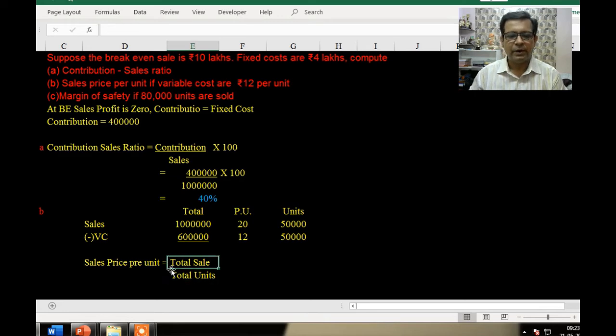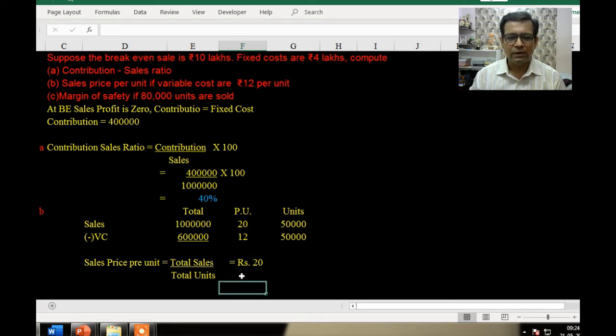Okay, total sales divided by total units. And we know that our total sales is 10 lakh. And therefore, we get this answer, which is equal to rupees 20 per unit, and our job's done. All right. I hope every one of you have got this.